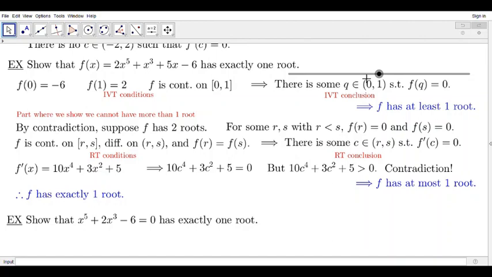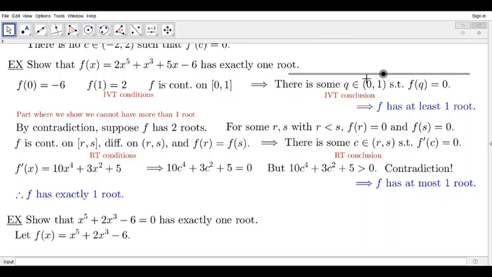First, we show that f has at least one root, and then the second part, show that f has at most one root. And to show that f has at least one root, let's use the intermediate value theorem. And to show that f has at most one root, let us use Rolle's theorem.